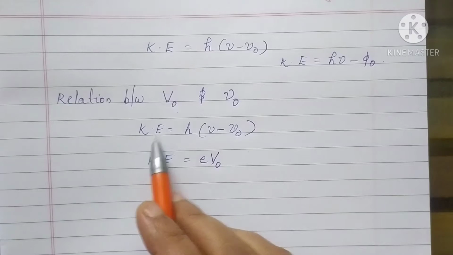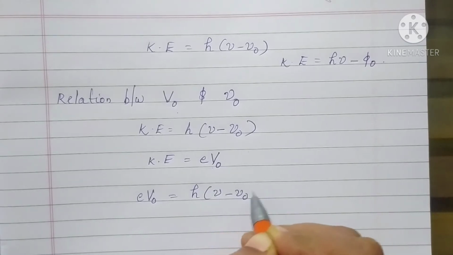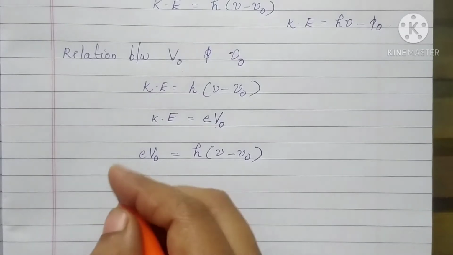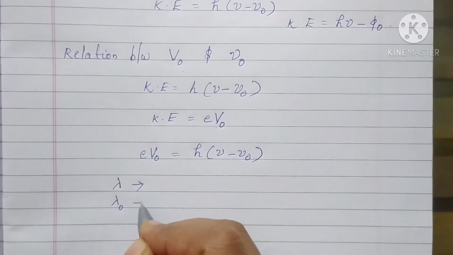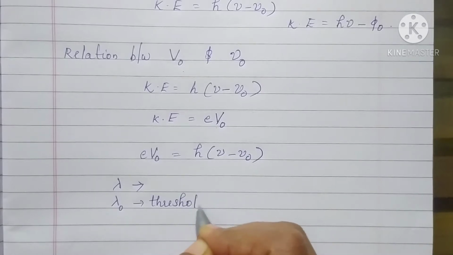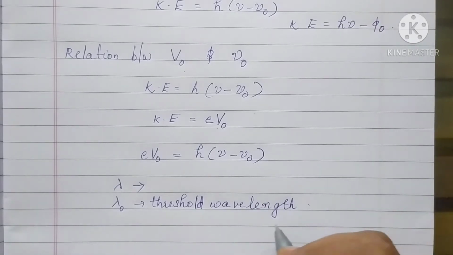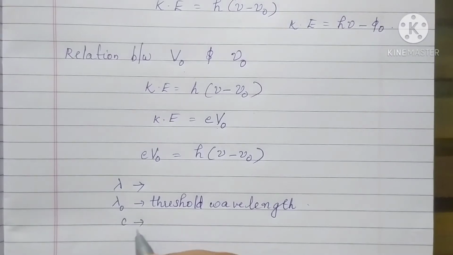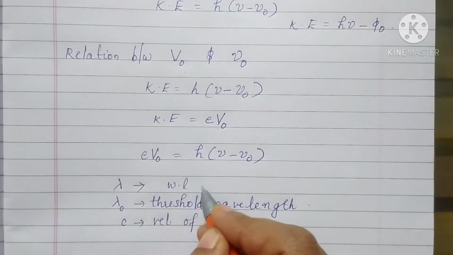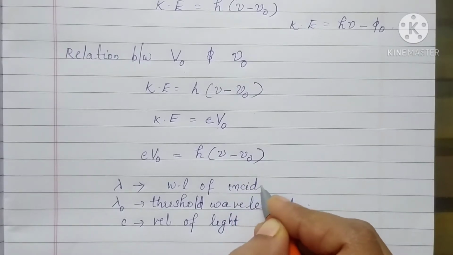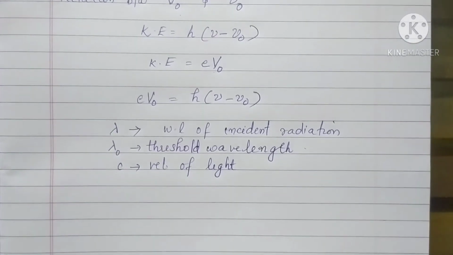So instead of this kinetic energy, I can write e V naught, which will be e V naught equals h into (nu minus nu naught). Then if lambda is the wavelength of incident radiation, you can call lambda naught the threshold wavelength of the metal surface. Then c is the velocity of light.